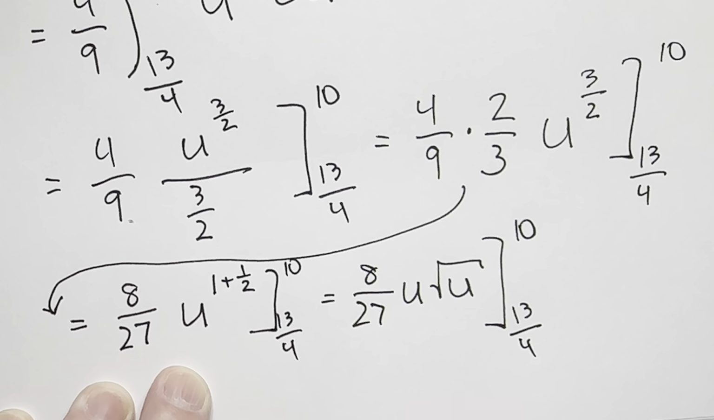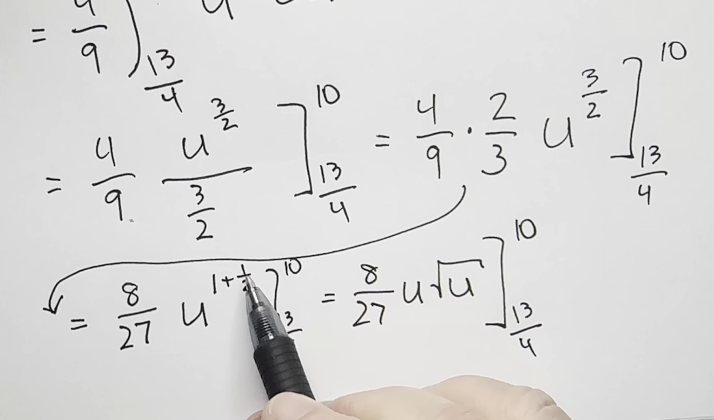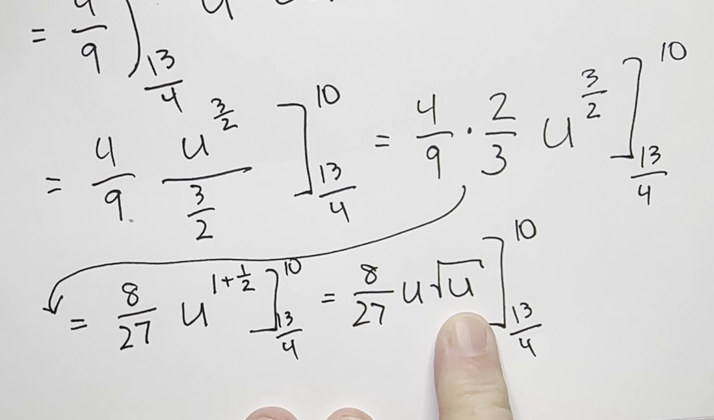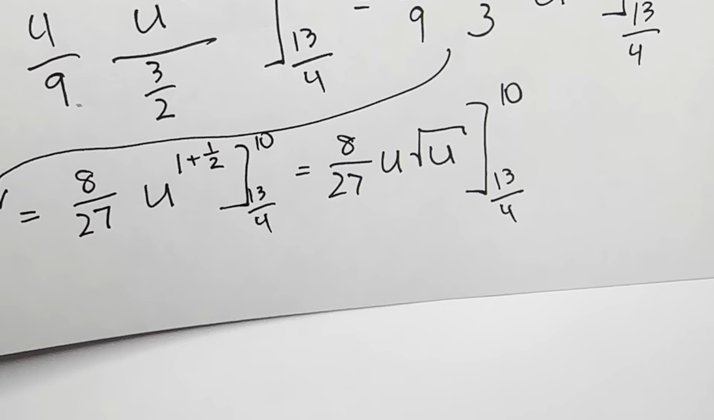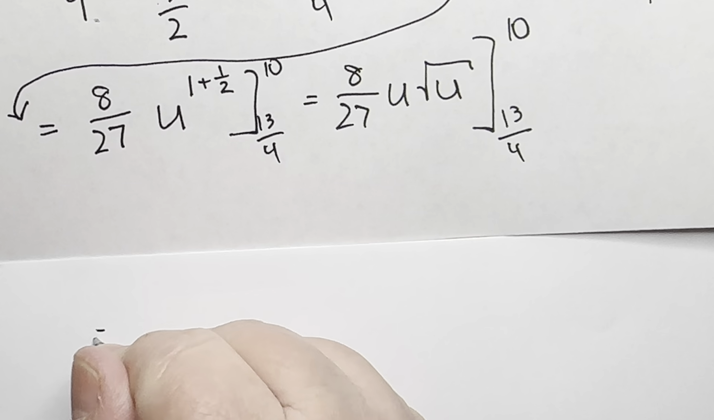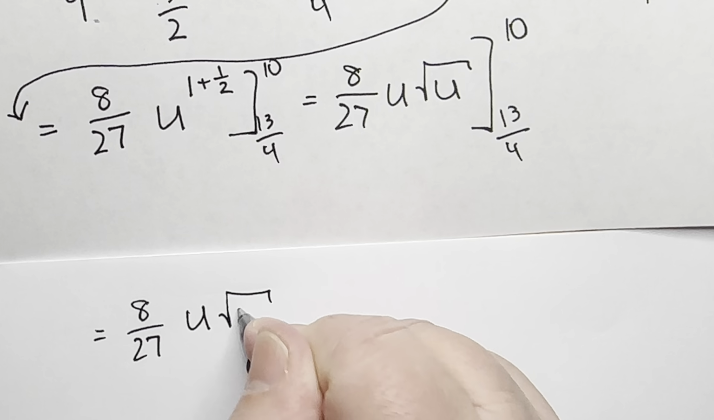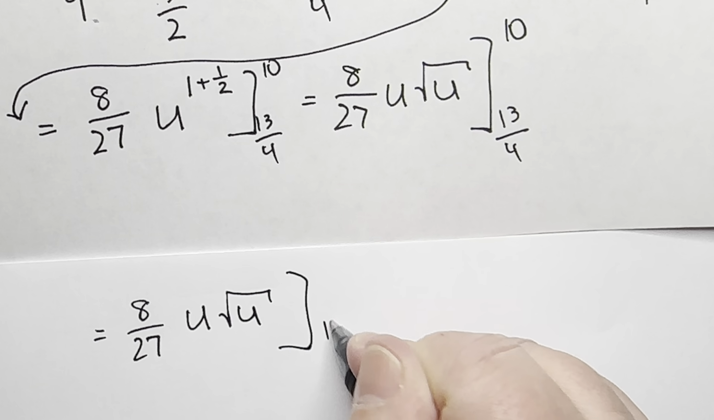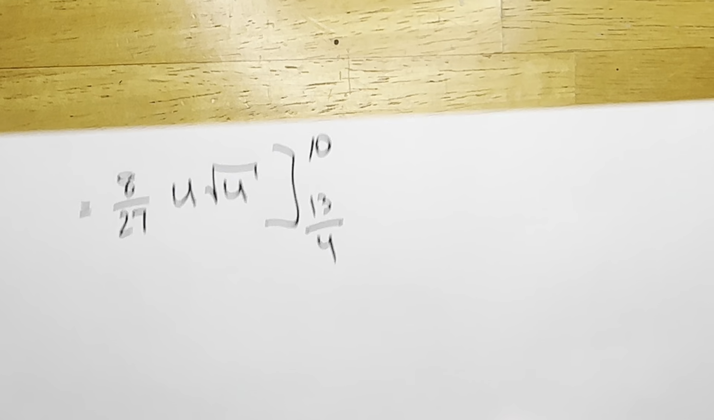So one of the tricks is, instead of doing 3/2, I can write that as 1 plus 1/2, and that's u to the first times the square root of u. Okay? So it's a little trick I wanted to show you. You don't have to do this, but I personally think it's going to make what comes next easier. So let me go ahead and copy that down. I've got 8/27 u times radical u, between 13/4 and 10, okay?